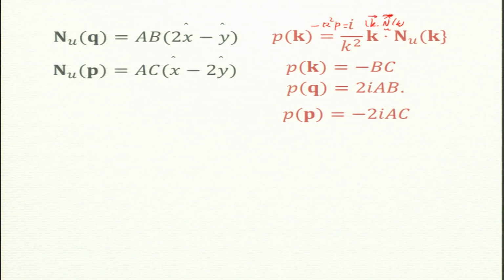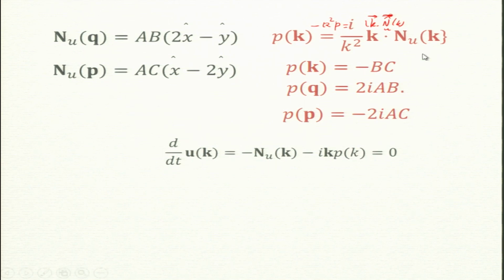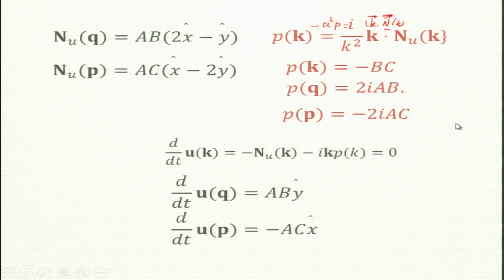Now, once I know the pressure and the nonlinear term, I can get d by dt. It turns out d by dt of u(k) is 0. Just plug it in and you will find it is 0. d u(q) is non-zero, it is that, and d u(p) is this. So, I get non-zero values here, but u(k) is 0.